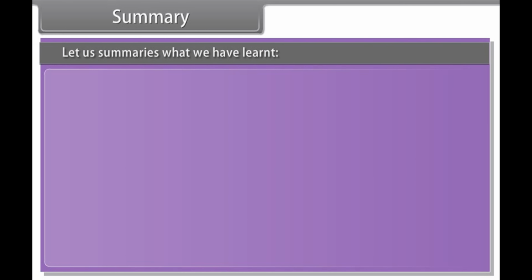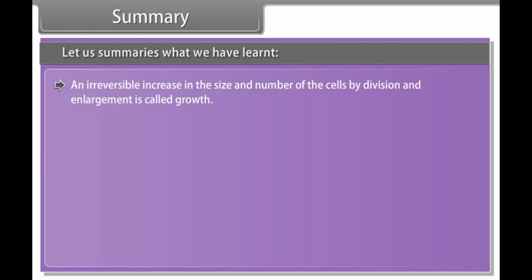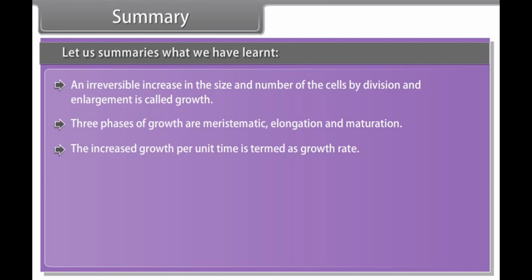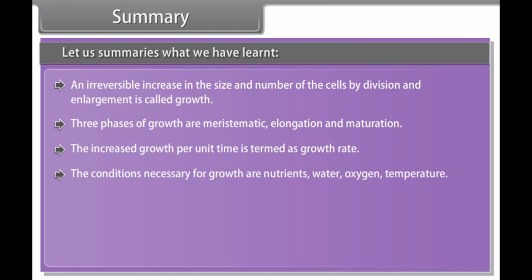Summary. Let's summarize what we have learned. An irreversible increase in the size and number of cells by division and enlargement is called growth. Three phases of growth are meristematic, elongation, and maturation. The increased growth per unit time is termed as growth rate. The conditions necessary for growth are nutrients, water, oxygen, and temperature.